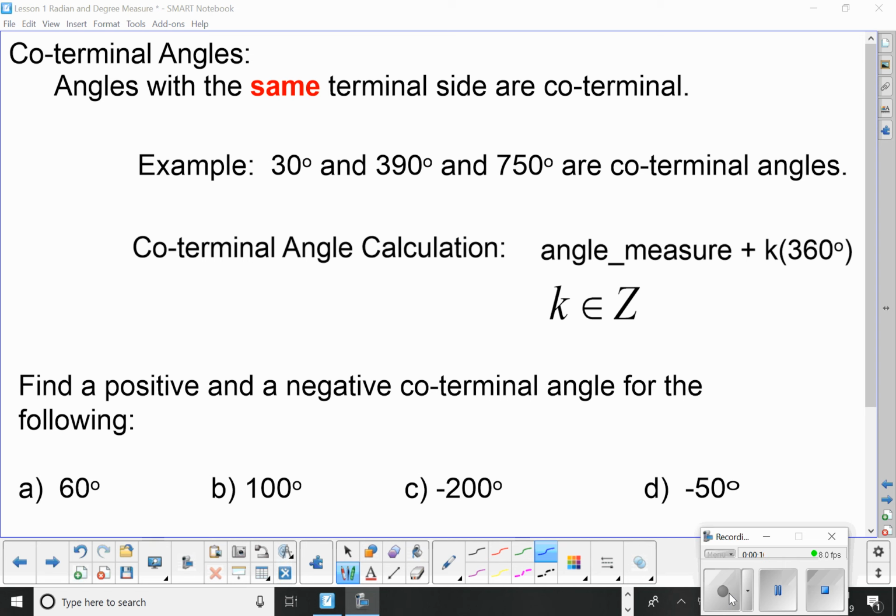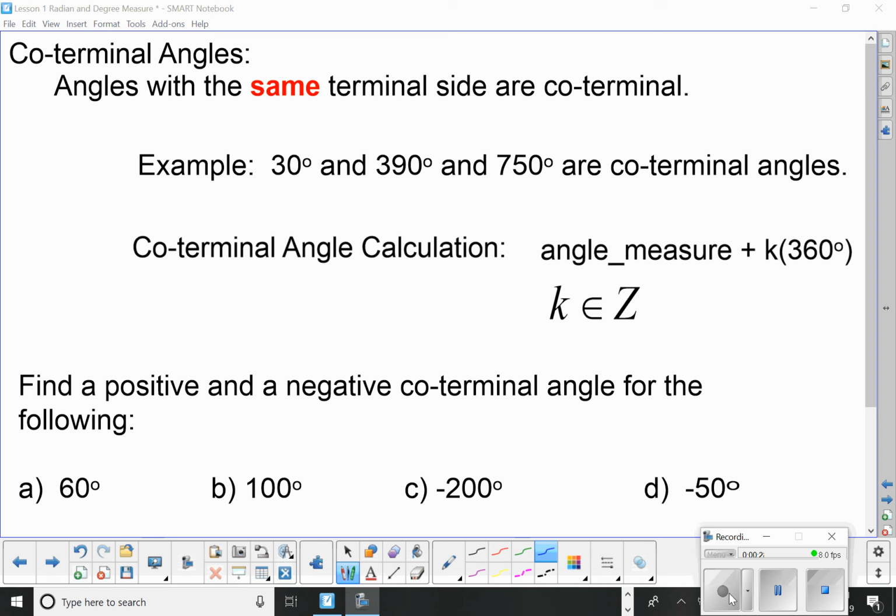Coterminal angles are simply angles with the same terminal side. They are coterminal. They end in the same place. Okay? They start at the same spot, they end at the same spot. The difference is the number of times they went around the circle.